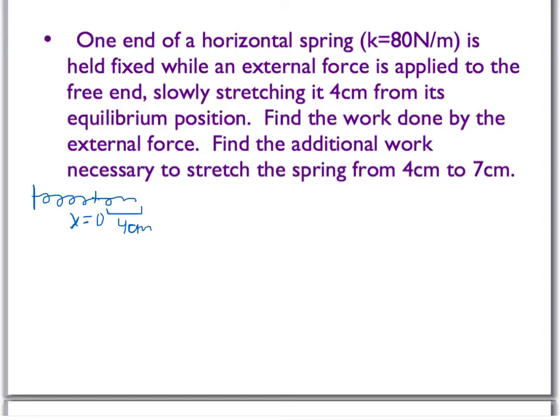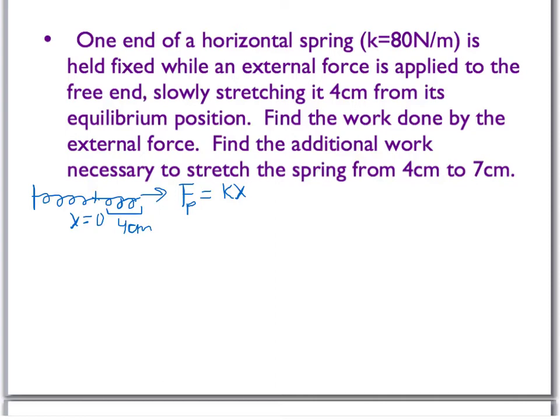We want to find the work done by the external force. So maybe this is the person or some object that is pulling on the spring and applying their force here. So remember, when we say that the force applied by the spring is a negative kx, the force applied by the person is now going to be equal and opposite. So the force applied by the person would be like a positive kx.